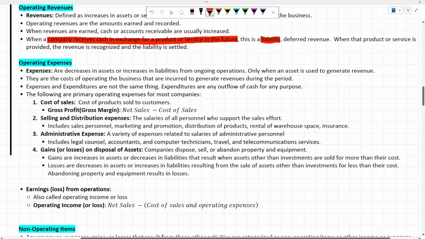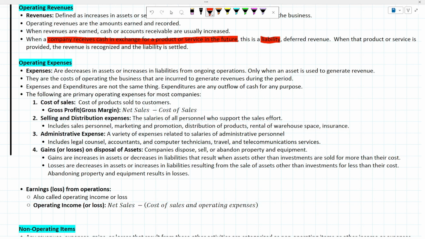So operating expenses. Expenses are decreases in assets or increases in liabilities from ongoing operations, only when an asset is used to generate revenue. They are the costs of operating the business that are incurred to generate revenues during the period. So expenses and expenditures are not the same thing. Expenditures are any outflow of cash for any purpose. The following are primary operating expenses for most companies.